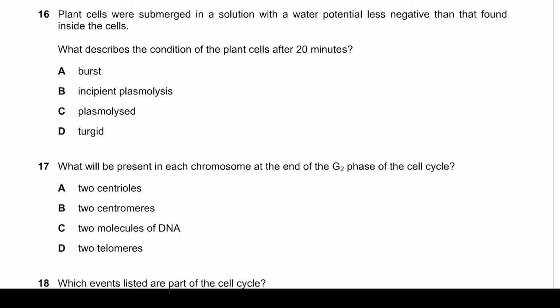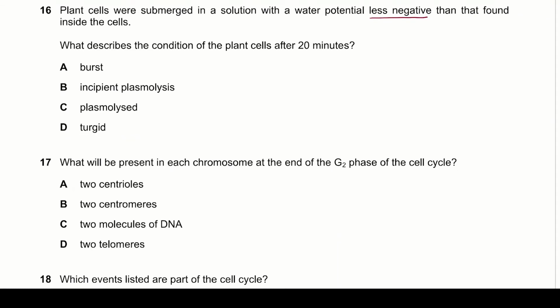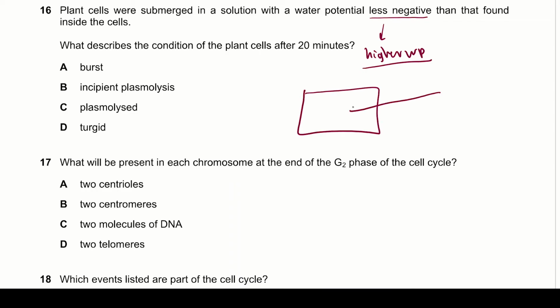Plant cells were submerged in a solution with a water potential less negative than that found inside the cells. What describes the conditions of the plant cells after 20 minutes? So it started by saying less negative. Less negative basically means a higher water potential outside the cell. If there's a higher water potential outside the cell, then water enters the cell by osmosis down the water potential gradient. If water enters the cell, it will become turgid. So the answer is going to be D.